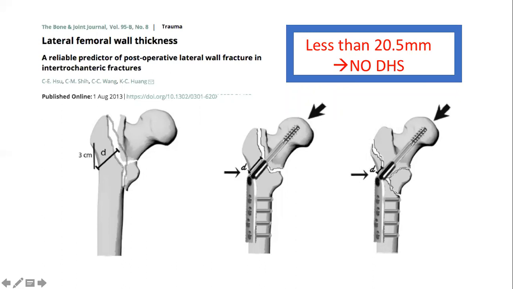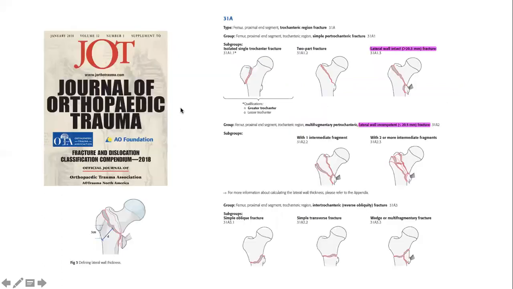If we put a DHS in a thinner lateral wall, the proximal fragment would collapse and fracture the lateral wall and eventually lead to a varus outcome. This theory was adopted by the AO Foundation in their 2018 fracture classification compendium, and they based their classification of proximal femoral intertrochanteric fractures on this lateral wall thickness.